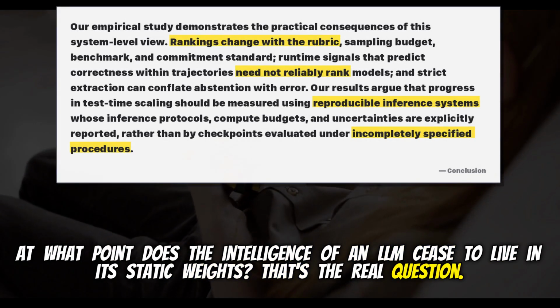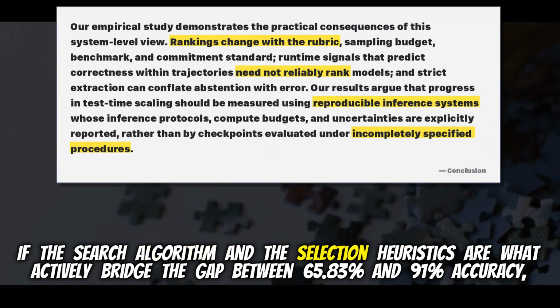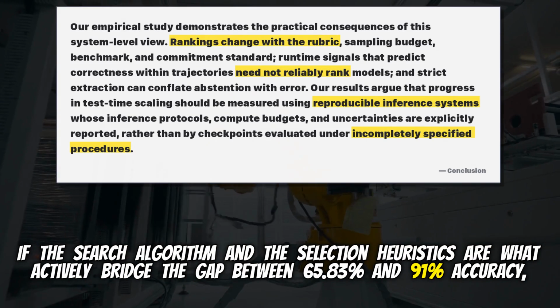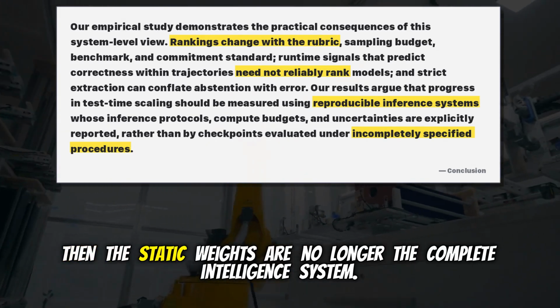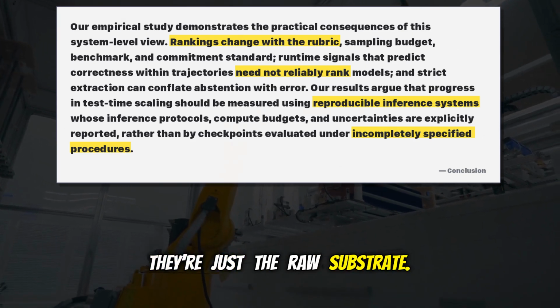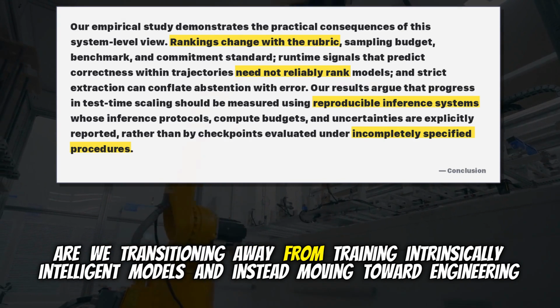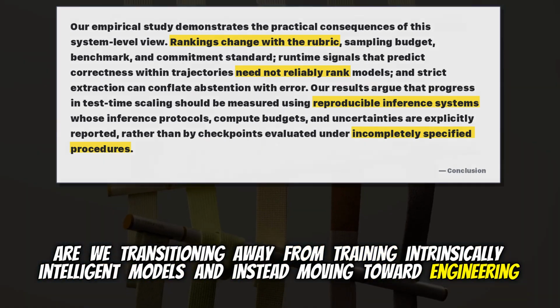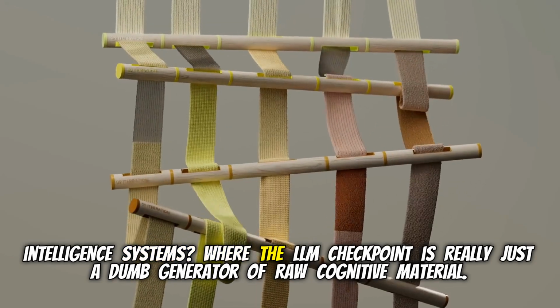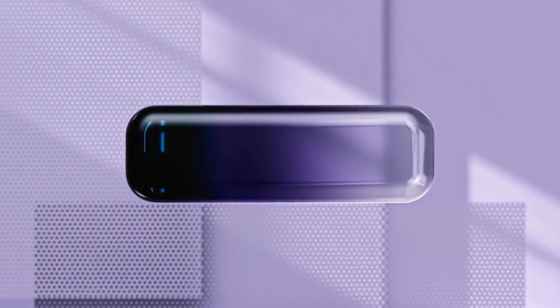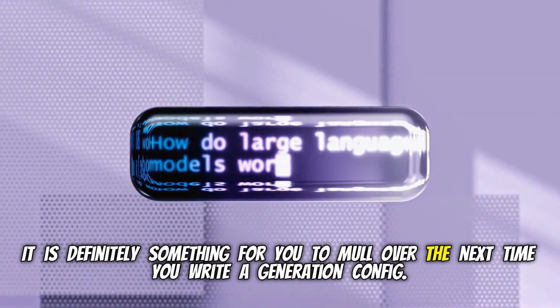That's the real question. If the search algorithm and the selection heuristics are what actively bridge the gap between 65% and 91% accuracy, then the static weights are no longer the complete intelligent system, they're just the raw substrate. Are we transitioning away from training intrinsically intelligent models and instead moving toward engineering intelligent systems where the LLM checkpoint is really just a dumb generator of raw cognitive material? It is definitely something for you to mull over the next time you write a generation config.